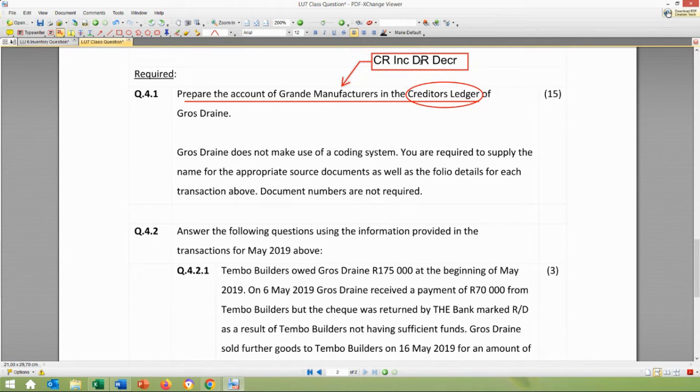Okay? They tell you they do not make use of the coding system. You are required to supply the name of the appropriate source document. So you have to tell them what source document would relate to what type of transaction, as well as the folio details. Now, as soon as they tell you that you have to do the source documents and the folio details, you will receive marks for them. And then they tell you document numbers are not required. So you only have to give the document name and the folio numbers.